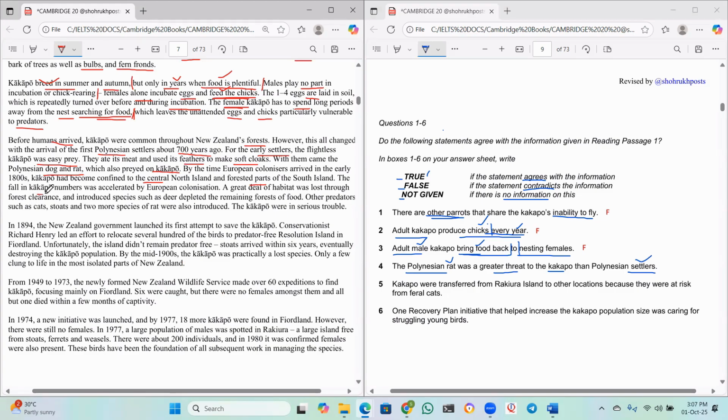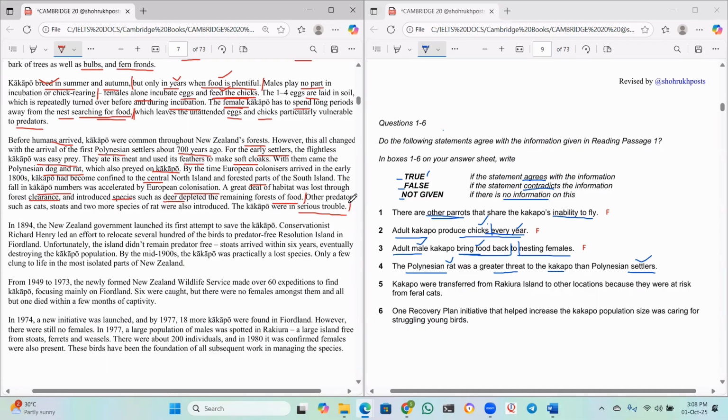The fall in kakapo numbers was accelerated by European colonization. A great deal of habitat was lost through forest clearance and introduced species such as deer depleted the remaining forest for food. Other predators such as rats, stoats, and two more species of rats were also introduced. The kakapo were in serious trouble.